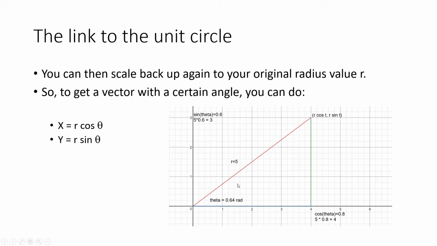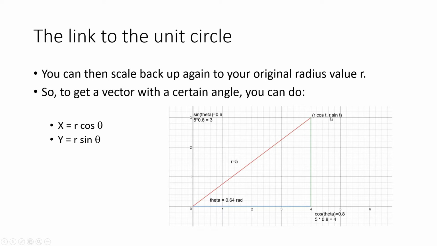If we know theta, 0.64 radians, for example, and we know r, 5 units long, then we can do cosine of theta, which is 0.8, and the radius is 5, so 5 times 0.8 gives us 4. So from those two values, we can work out that x equals 4. And similarly, sine theta is 0.6, r is 5, 5 times 0.6 is 3, so we get a y value of 3. So if you've got a 0.64 radian angle and a distance of 5, that is equivalent to an x of 4 and a y of 3, which takes us to this point up here.